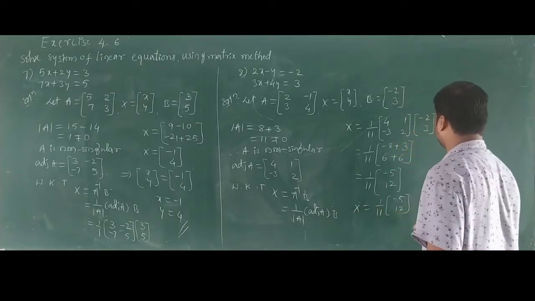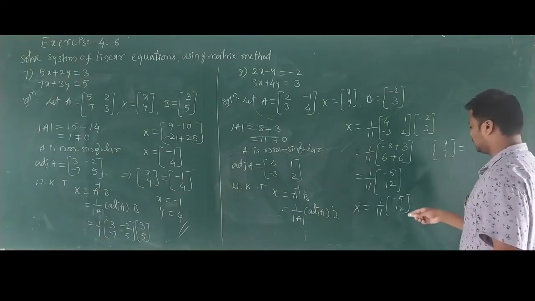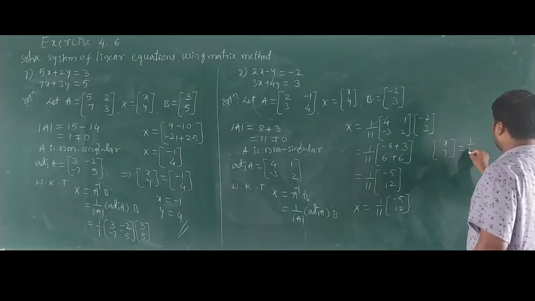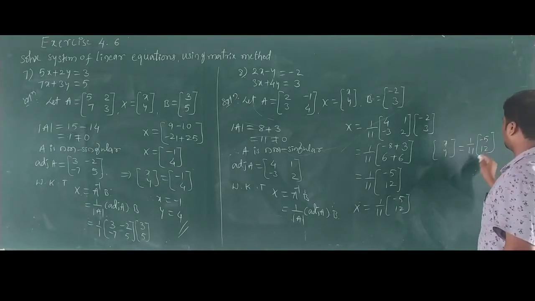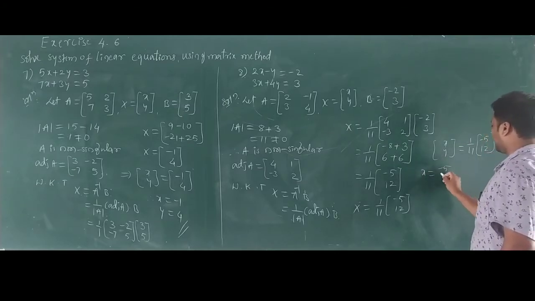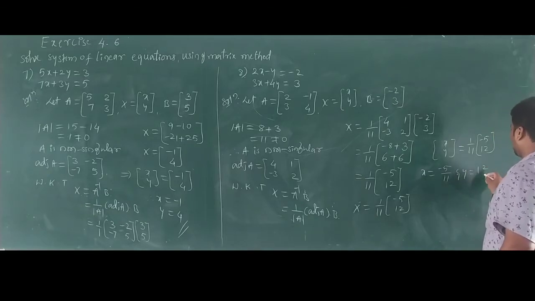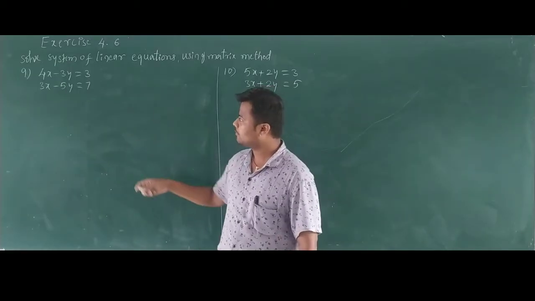So the variables x, y equal 1 by 11 into minus 5, 12. This implies what? So x equals minus 5 by 11 and y equals 12 by 11. So these are the values. Not bad. Next, 9th one.